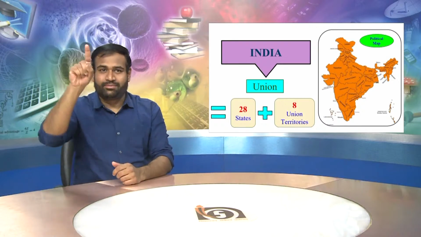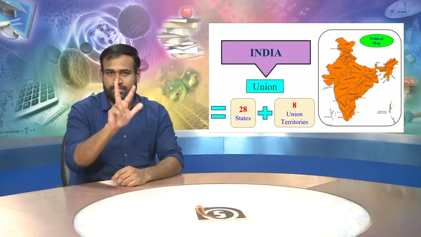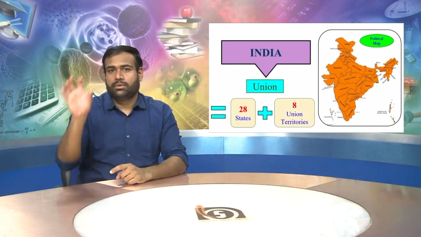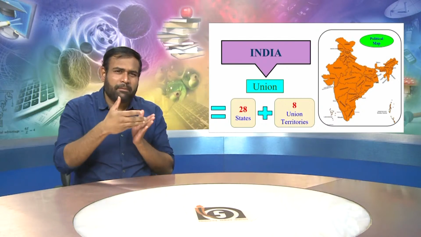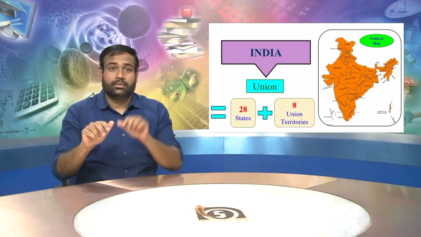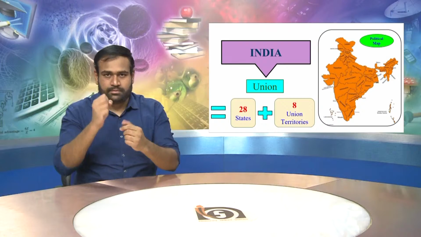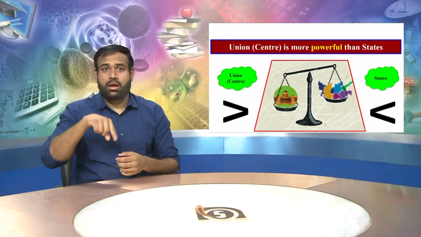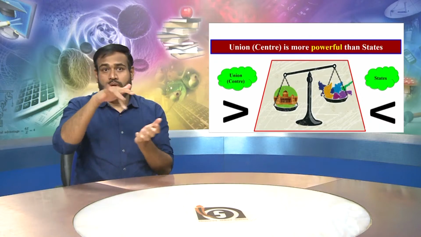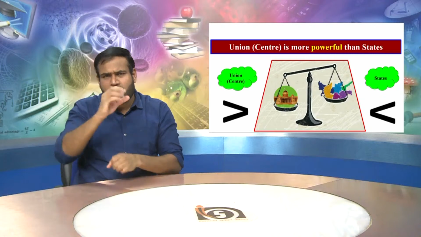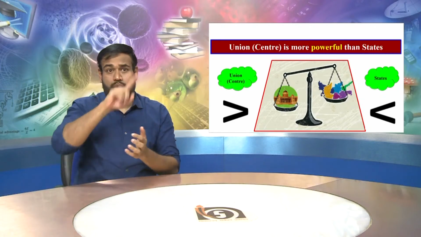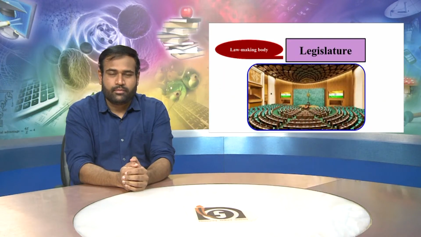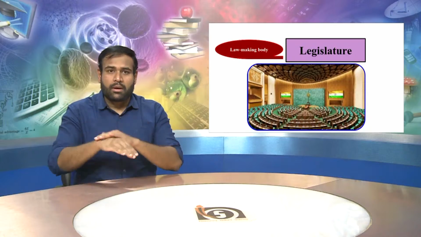First, India, as you see in the picture. In India, there are a total of 28 states and 8 union territories. For example, Delhi, Chandigarh, and they all are included in the 8 union territories. Union is more powerful than state. It means the central government is more powerful than the state government. Law-making body is legislature.